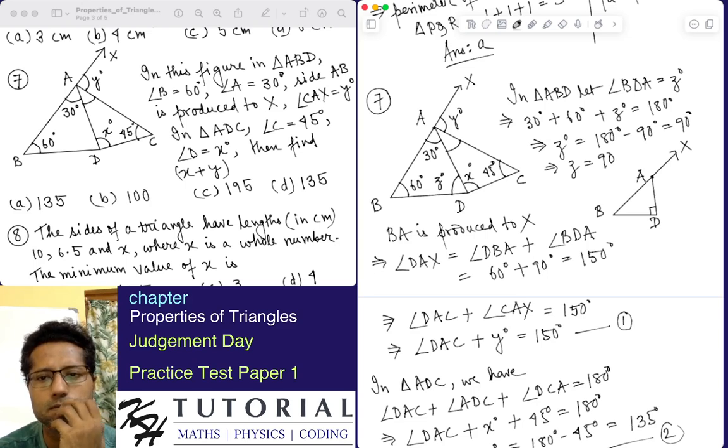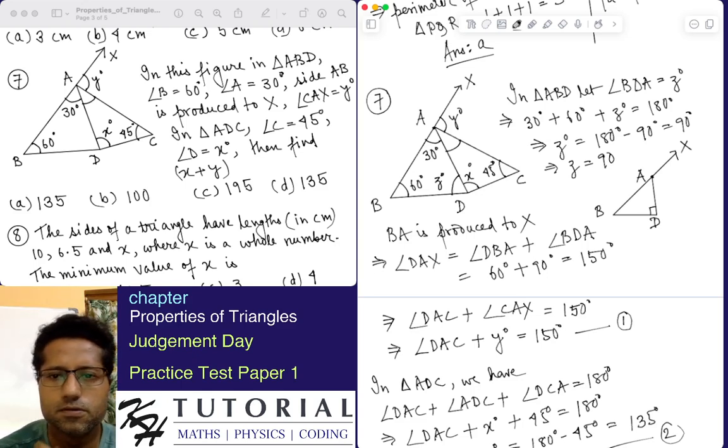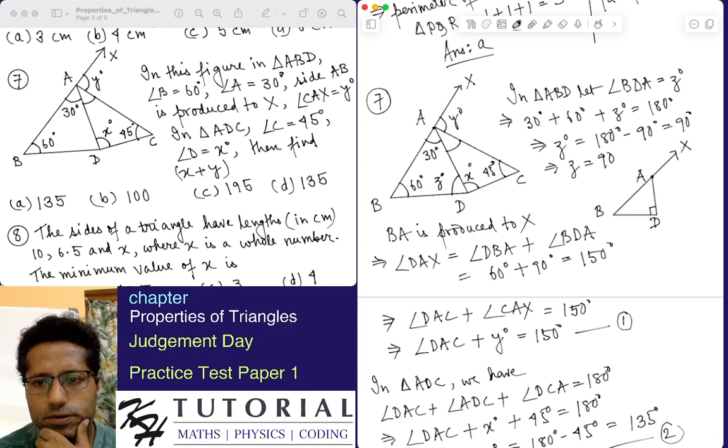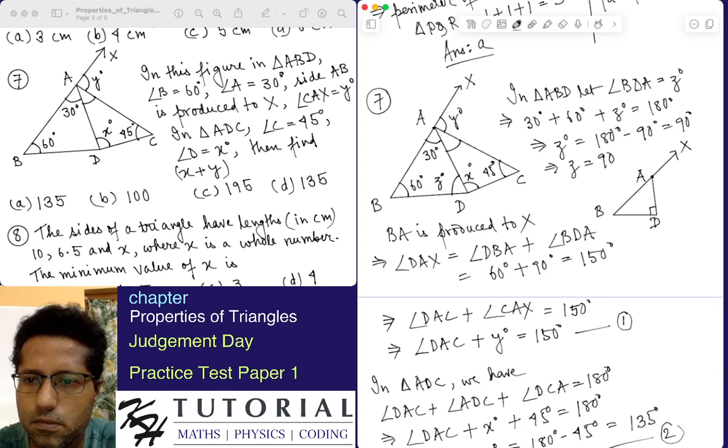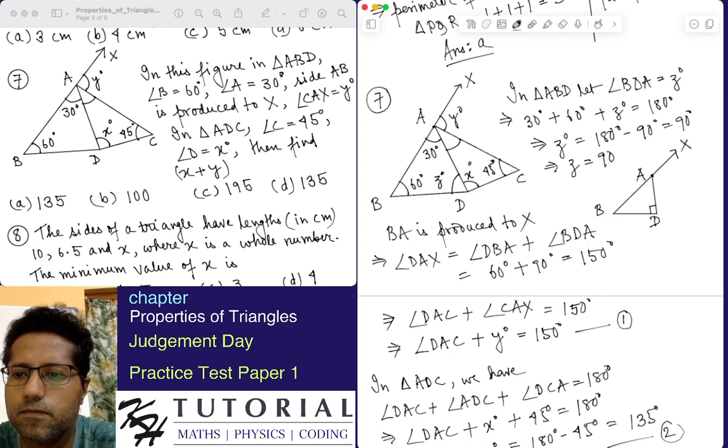And 150. This is 150 already. This is 45 degree. So this plus this should be 135. X plus, now, we have no idea. 45.